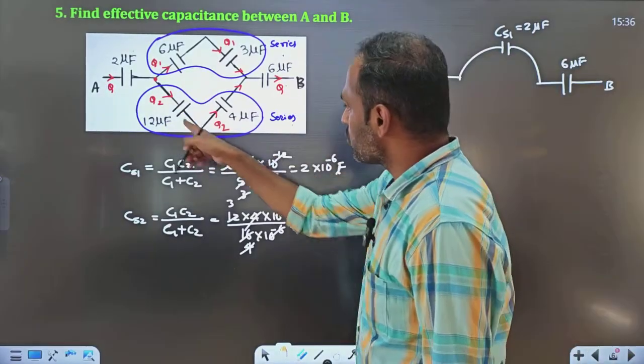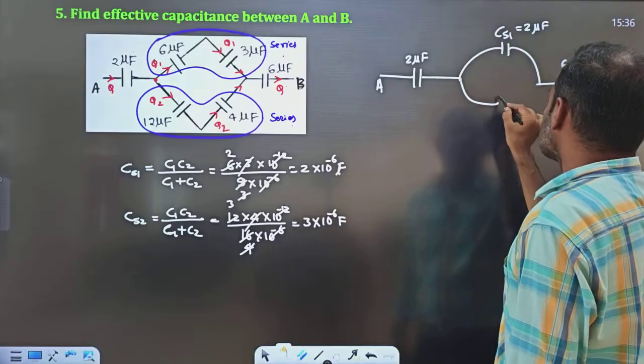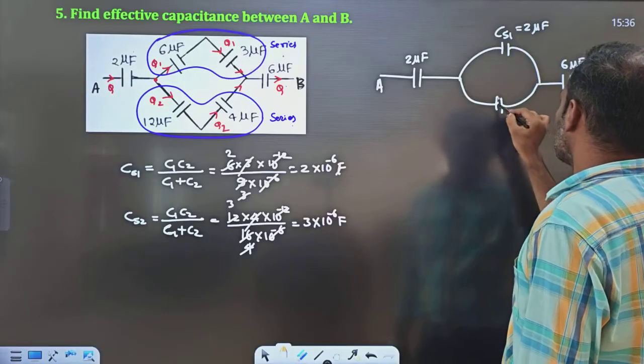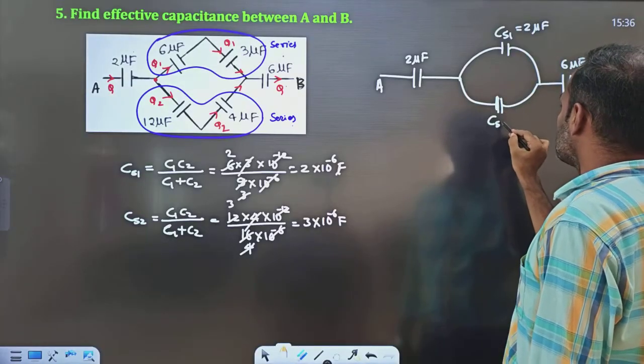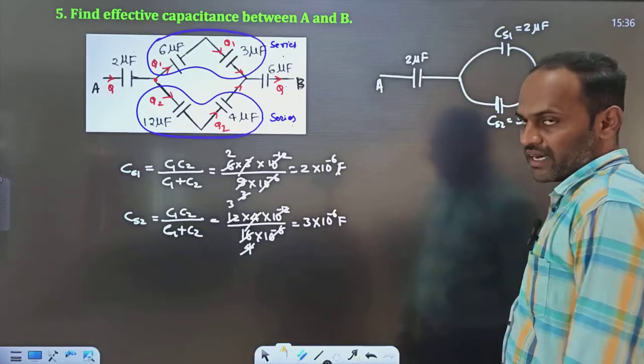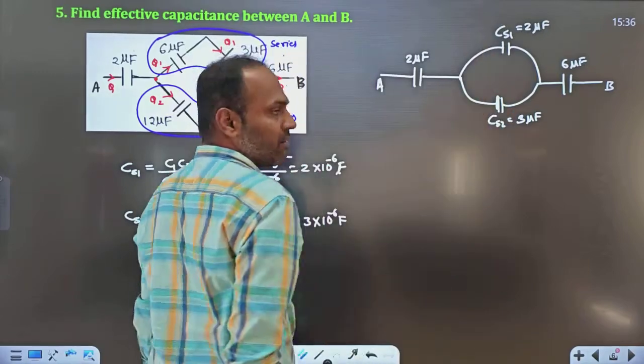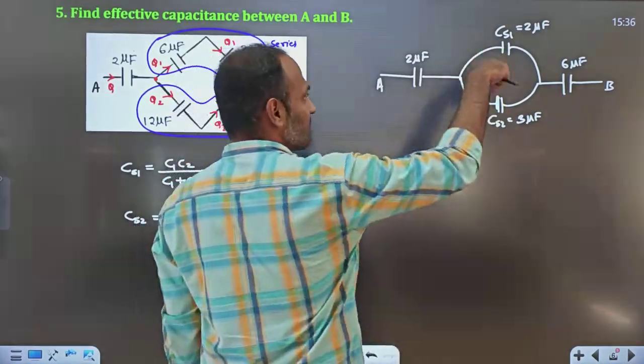These both capacitors together are in series. Their effective capacitance comes to 3 microfarad. So you take it as a single capacitor now. What is its capacitance C? It is 3 microfarad. Correct? Now these both capacitors are in parallel.